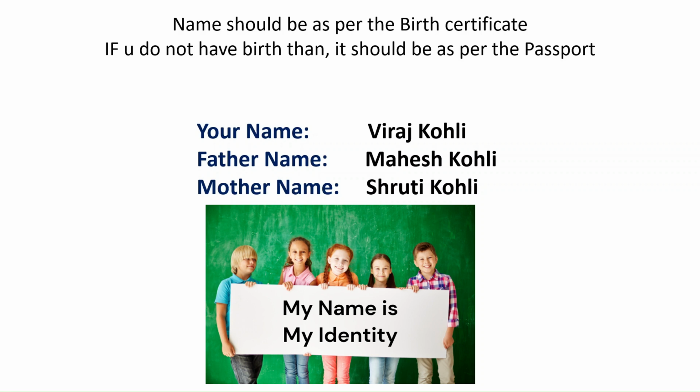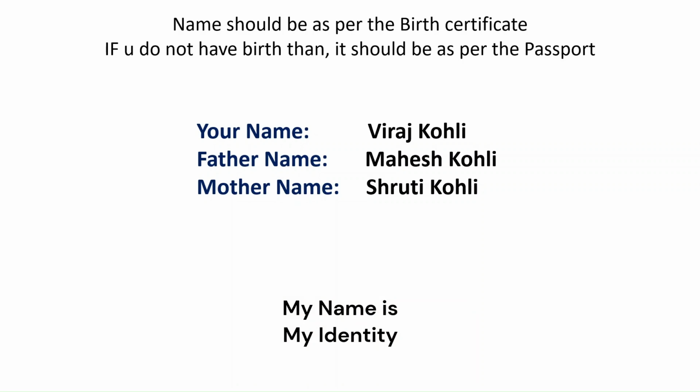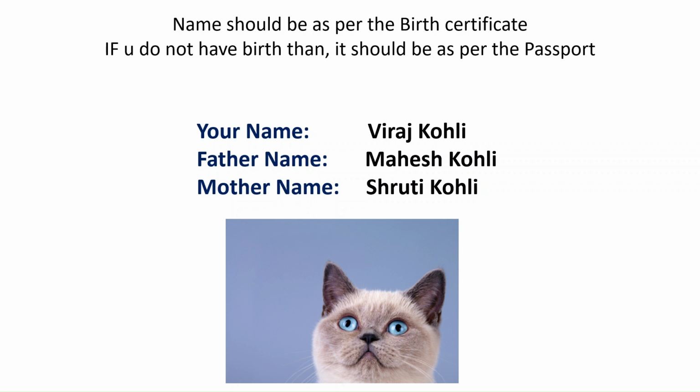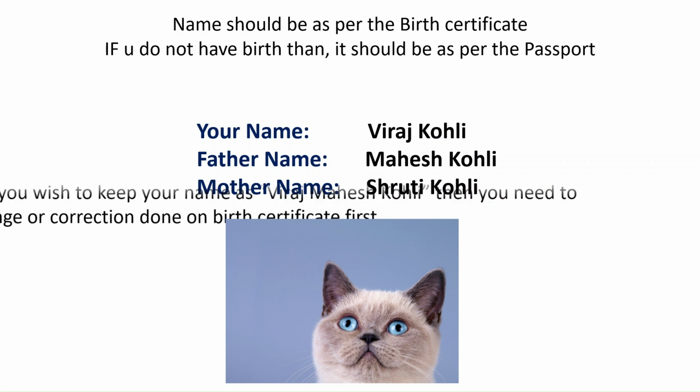Alright, so your name will be clearly mentioned on the birth certificate, and your father's name will be mentioned separately, and your mother's name will be mentioned separately as well. Most people make their name Viraj Mahesh Kohli. Just because their father's first name is Mahesh, they add that as their middle name. They make it Viraj Mahesh Kohli. However, this is not right.